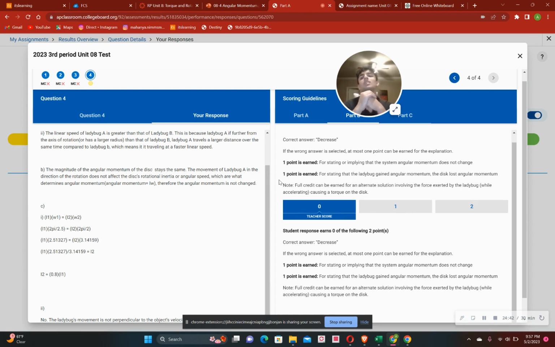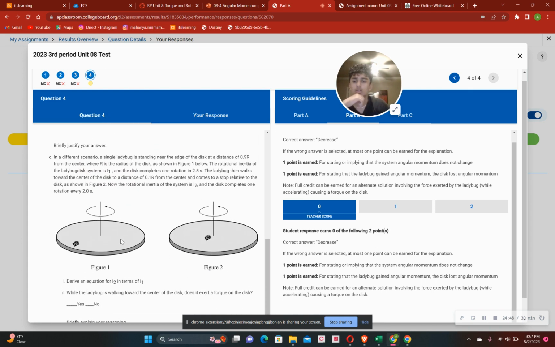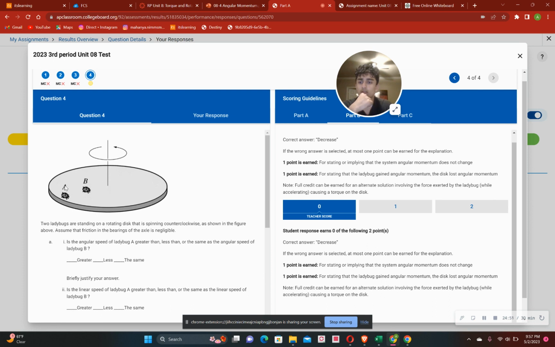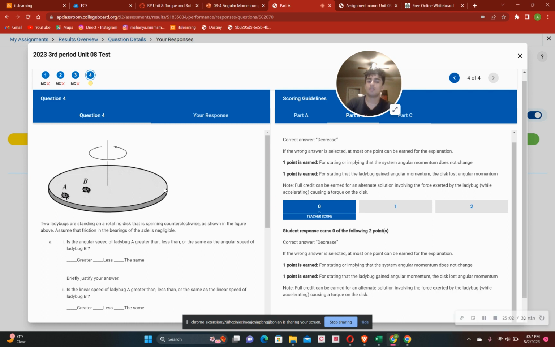Why? Because the ladybug gains angular momentum, right? It's already moving like this, right? So it's gaining because you're changing theta over the same amount of time. You're changing a greater amount of theta over the same change in time. So that's why the angular momentum of the ladybug is going to increase, because omega is going to increase.